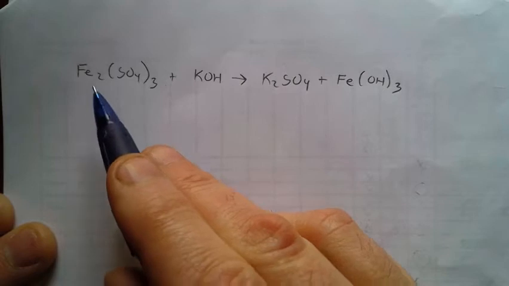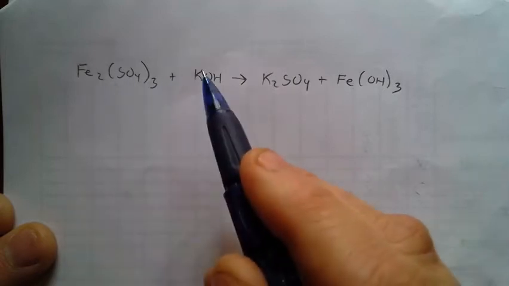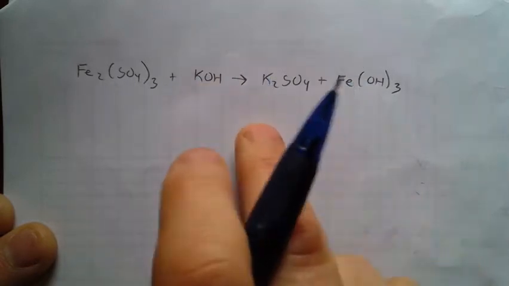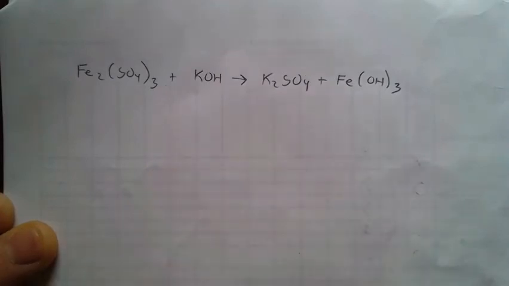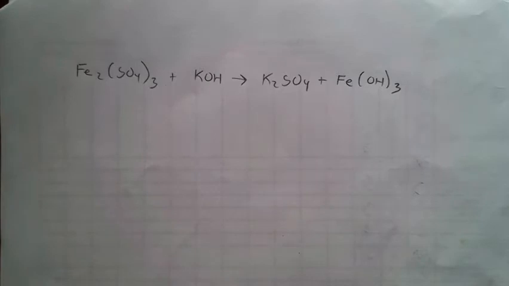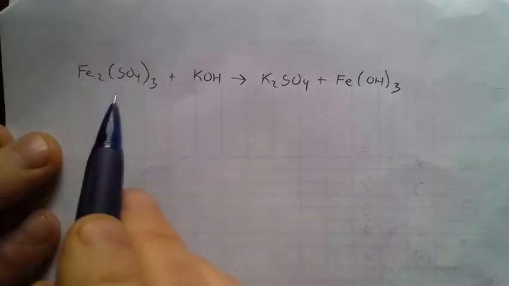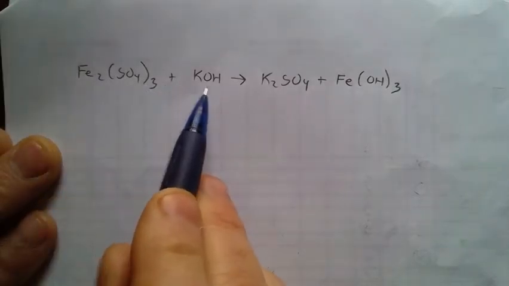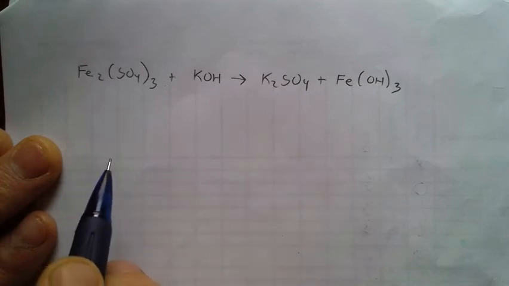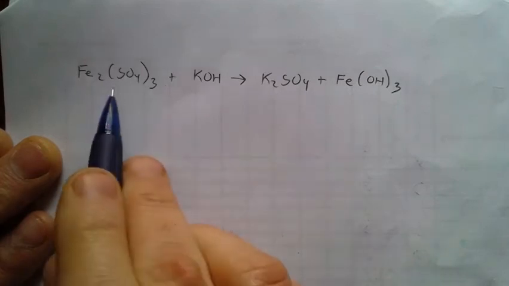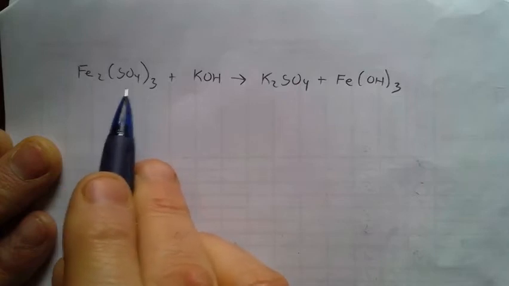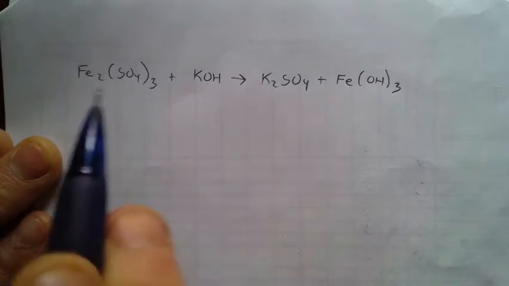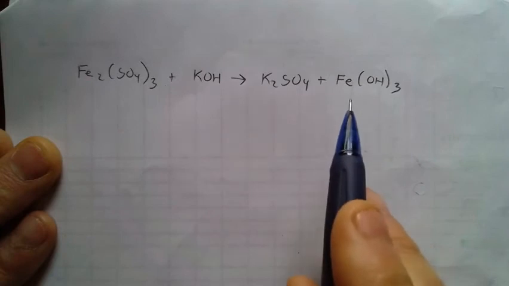Now, when you're looking at this, your first impulse would be, oh man, I got to separate out the iron, the sulfur, the oxygen, the potassium, and hydrogen. And you can separate them all out by their individual elements. However, when you're dealing with a problem like this that has polyatomic ions, you can also keep the polyatomic ions together if they appear in the same format on both sides.